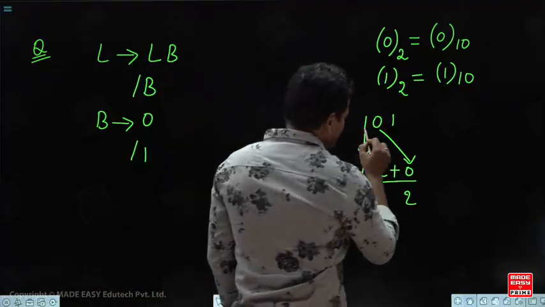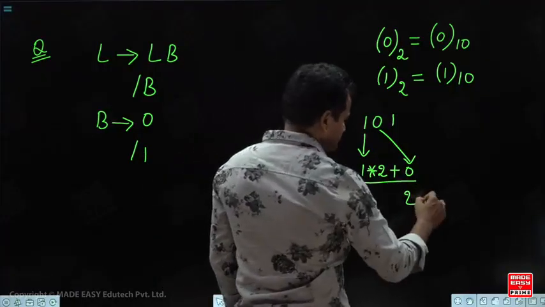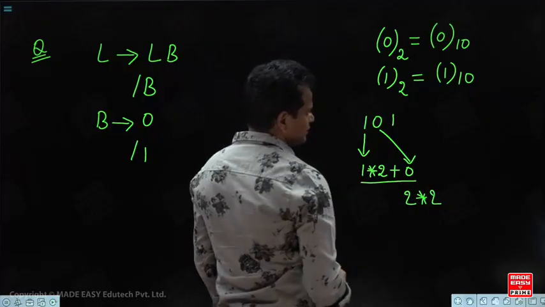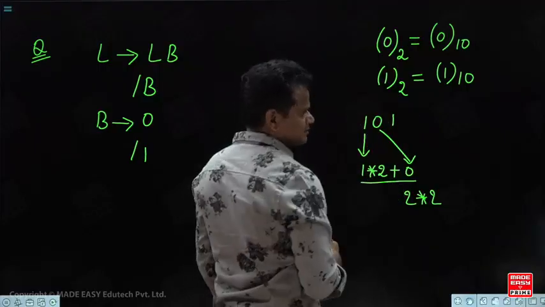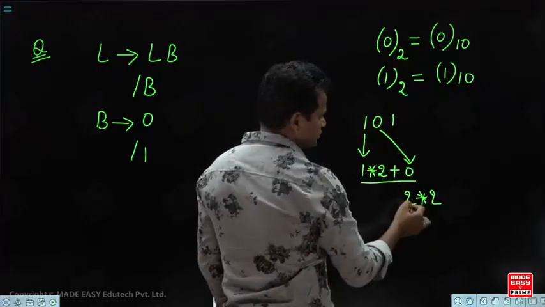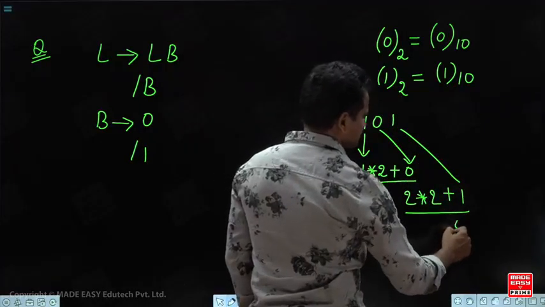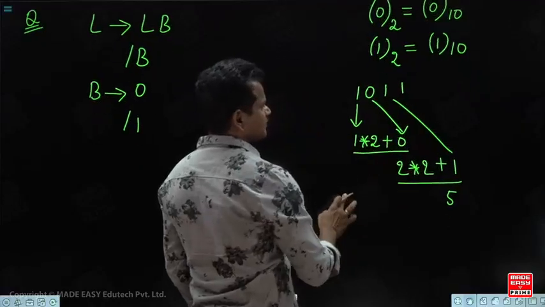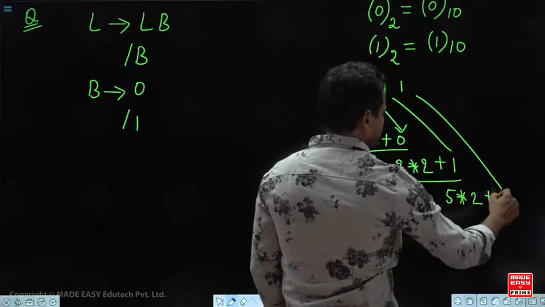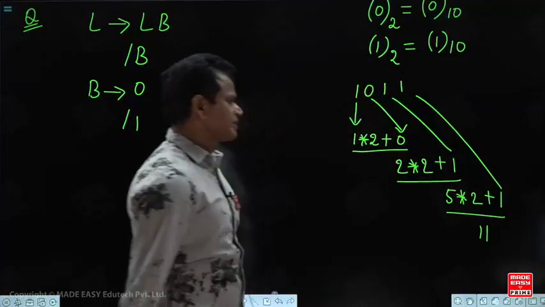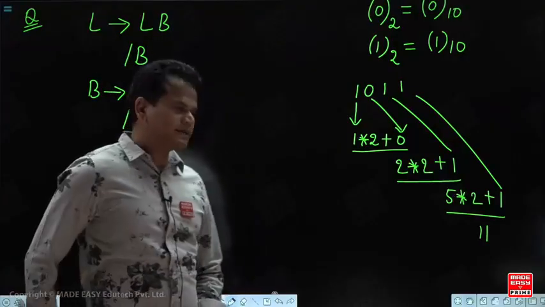So here till 10 what is the value? It is 2. So this 2 will be multiplied with 2. Whenever we are going for the next bit, the previous decimal value, 10 in decimal representation, 2, into 2 plus 1. What is the value? 2 into 2 is 4, 4 plus 1 is 5. Suppose 1011. So 101 value is 5 into 2 plus 1, so this is 11. Like this procedure I will use to convert a binary number into a decimal number.